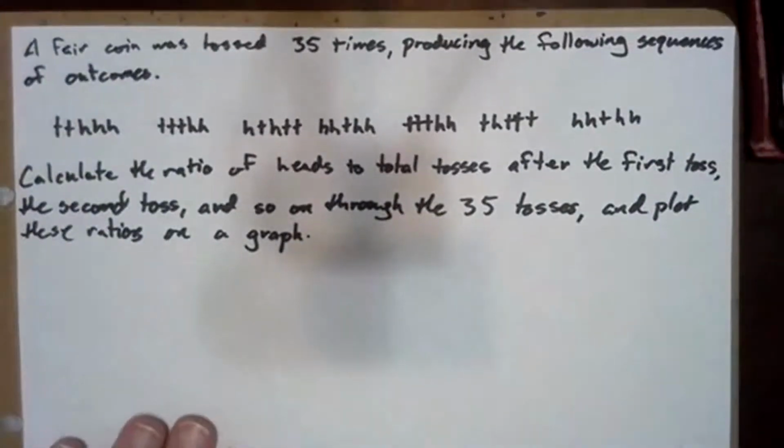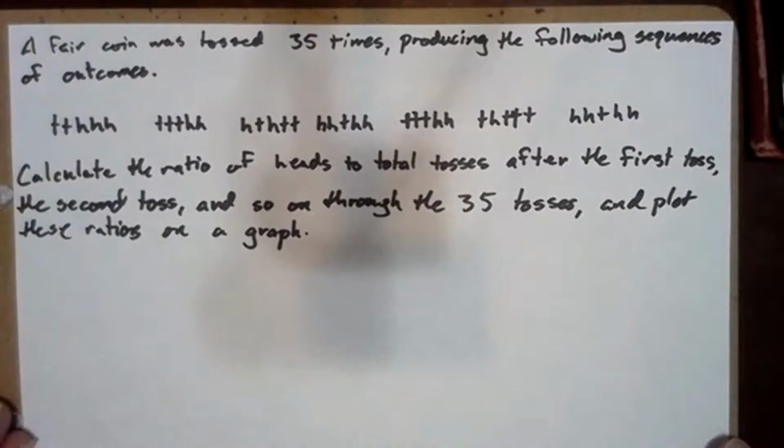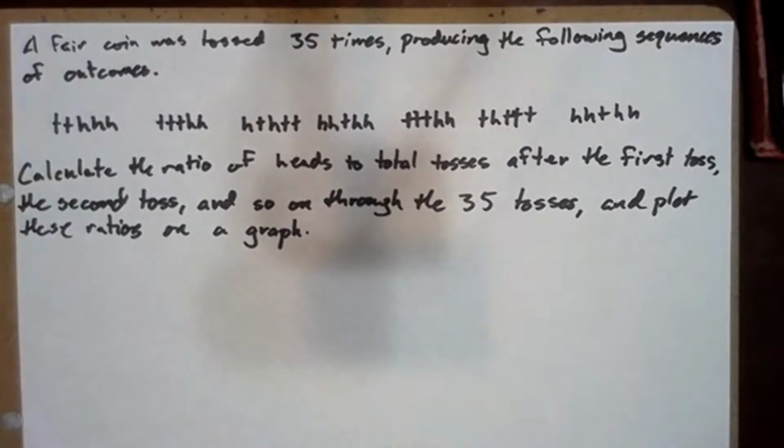A fair coin was tossed 35 times, producing the following sequences of outcomes. And we've got 7 sets of 5 outcomes here. We want to calculate the ratio of heads to total tosses after the first toss, the second toss, and so on through the 35 tosses, and plot those ratios on a graph.